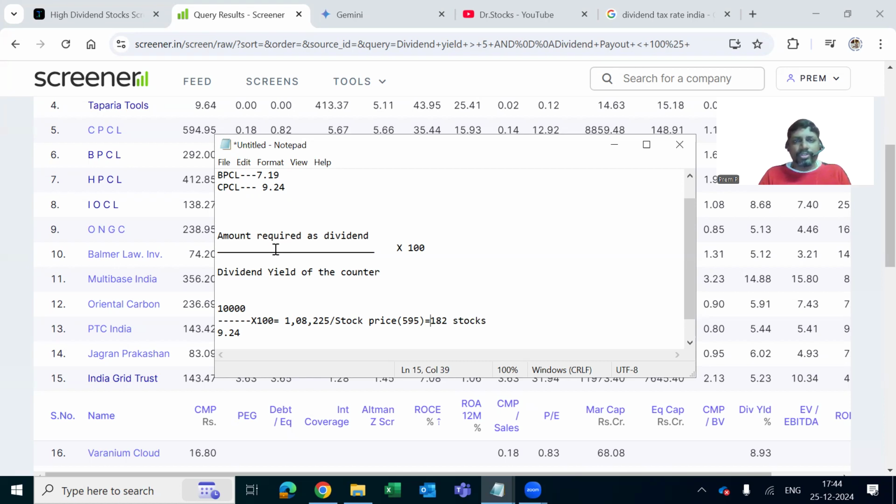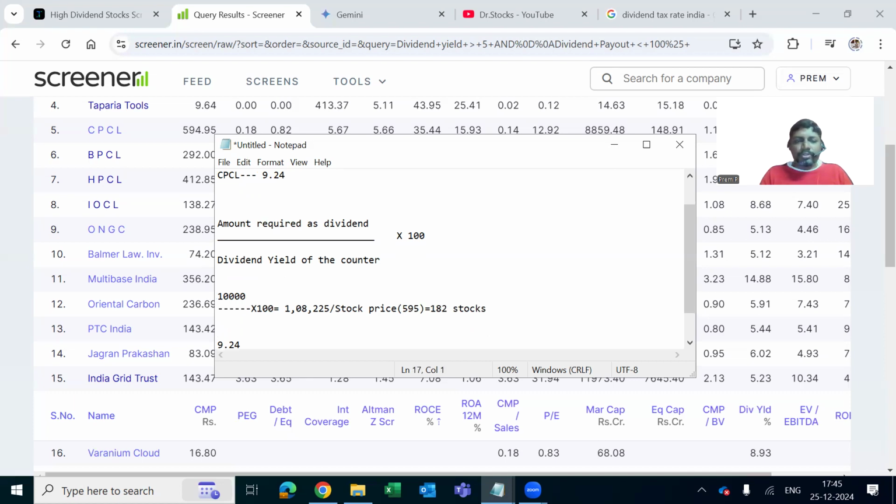It doesn't mean that you also need to follow the same. Whatever I am doing is for my purpose, and whatever is your requirement, you can get this knowledge and do it accordingly as per your need. Very simple. The total amount required as dividend is 10,000, divided by the dividend yield of the counter, 9.24, into 100, which gives me approximately 1,08,225. Divided by the stock price, which is 595, I have to invest in only 182 stocks to achieve 10,000 as a dividend.